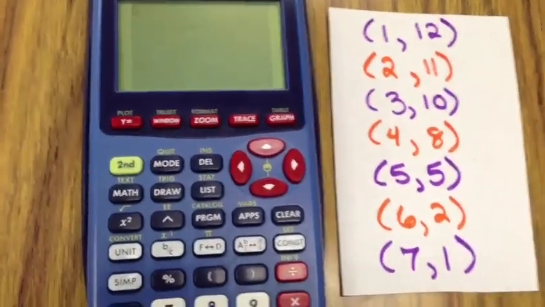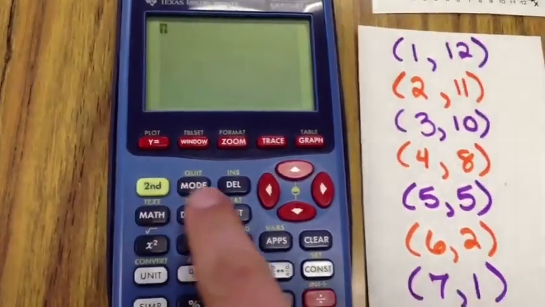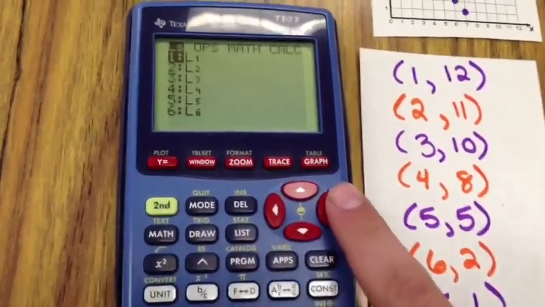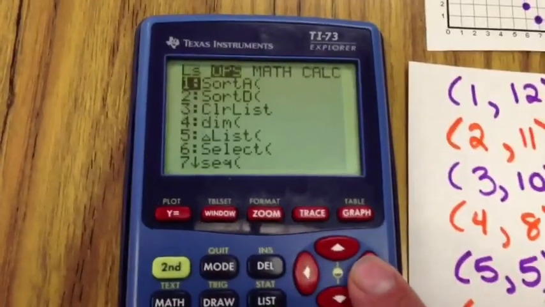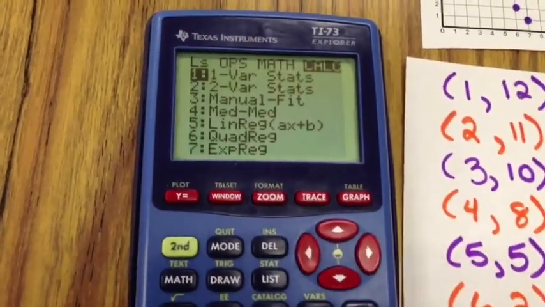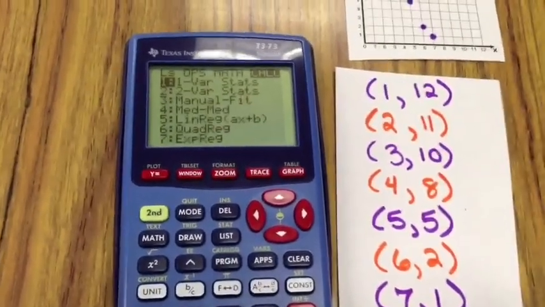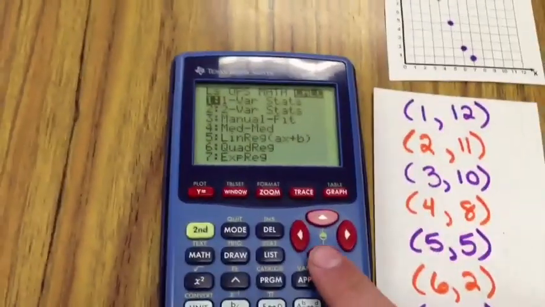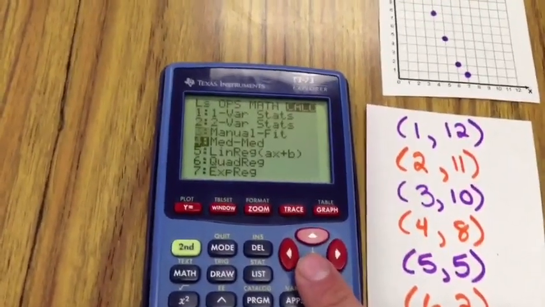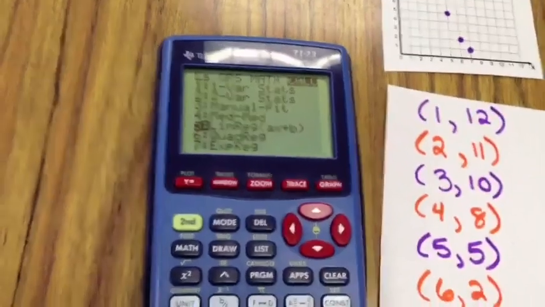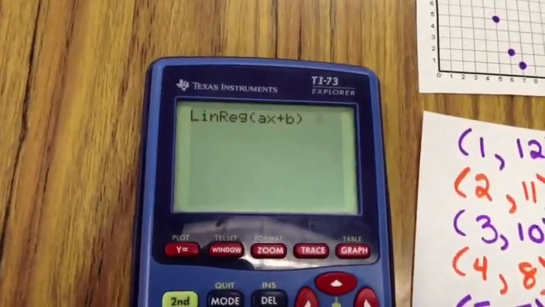All right. Last thing I need to do is go to second, list, and that takes me to several options. Look at those options up top. I'm going to hit right until I go to calc. Now, what I told you before, the process that we're going to use is linear regression. So I'm going to go down to 5, 2, 3, 4, 5, and I'm going to hit enter. Oh, there's lin reg, ax plus b.